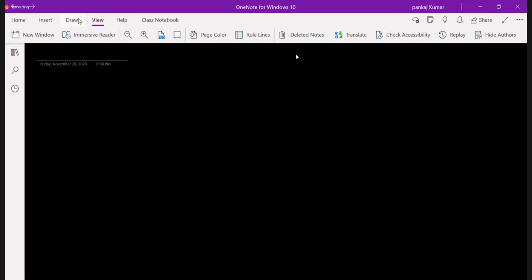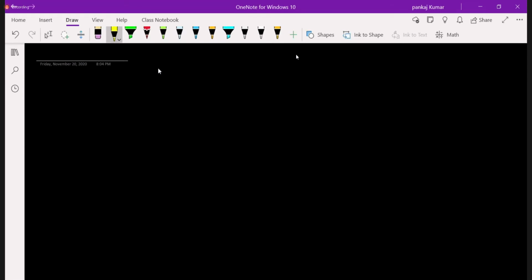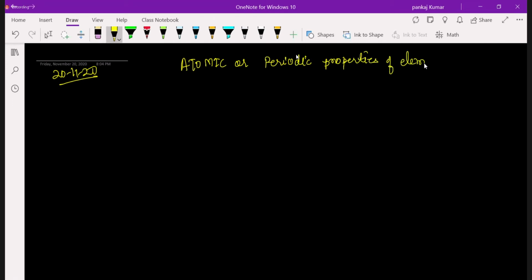So we have to see the periodic trends. Today's date is 2011-20. Write the heading: atomic or periodic properties of elements. This is the heading of the topic. Atomic or periodic properties of the elements, right?